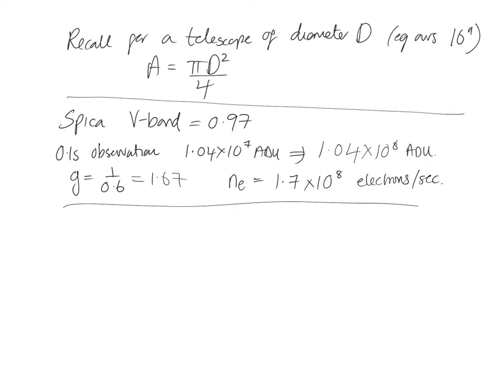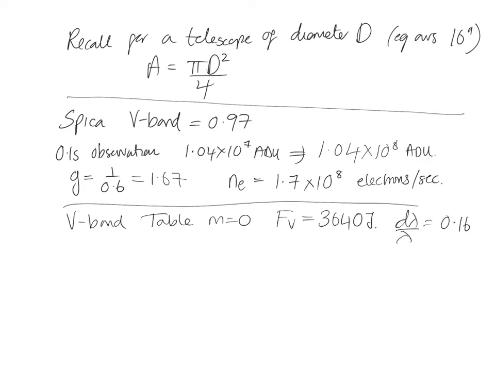Okay, so this is V-band. So that table tells me that for an m equals 0 star, the V-band flux in Janskis is going to be 3640 Janskis. And the d lambda over lambda factor I need to account for band transmission and atmospheric transmission is 0.16. Okay, so now I need to convert this flux to the flux for my star Spica, which has a V-band magnitude of 0.97.